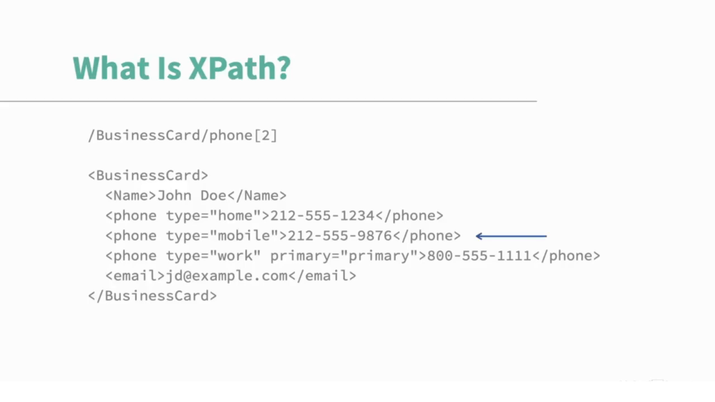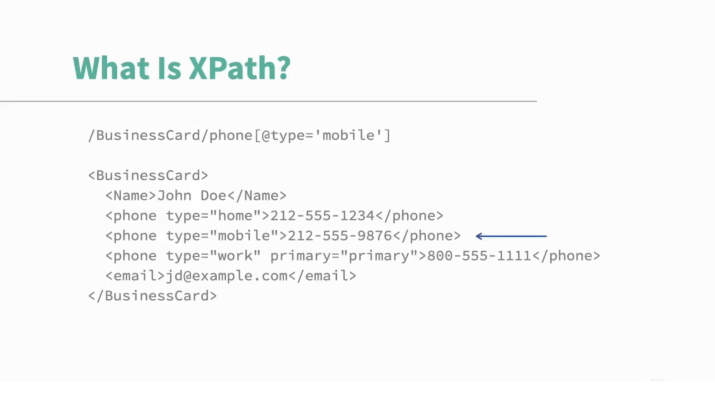We already saw how to use an index as a predicate value to get a particular tag. In this case, the second phone tag, so we have business card phone bracket 2. If I wanted to get the last phone element and I didn't know how many there were, I could use the last function as part of the predicate. So in this case, I've got slash business card slash phone, and then inside the brackets, I've got the last function, so it just gives me whatever the last tag of that type is. I can use the @ symbol to get the value of a particular attribute.